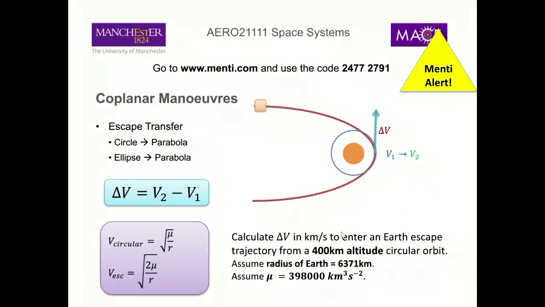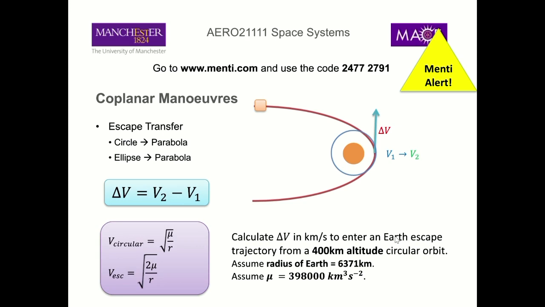So you need to add on the radius of the Earth to get you to here, and then add on your altitude to get your radius at that point in the orbit. Okay, so that's the first thing. Don't make that mistake. That happens a lot. So always remember altitude and radius.